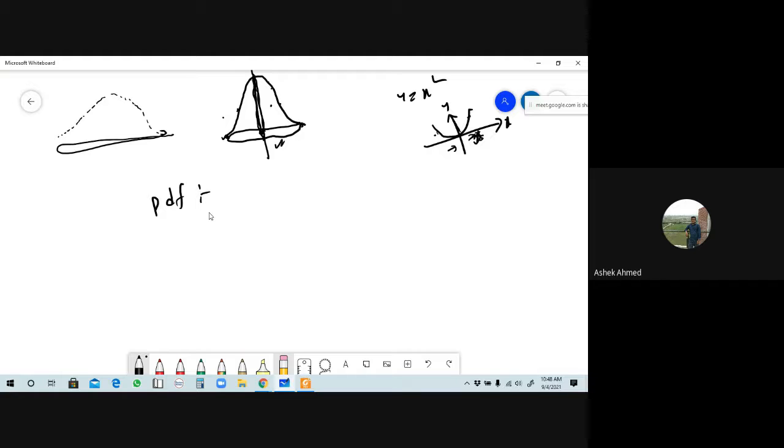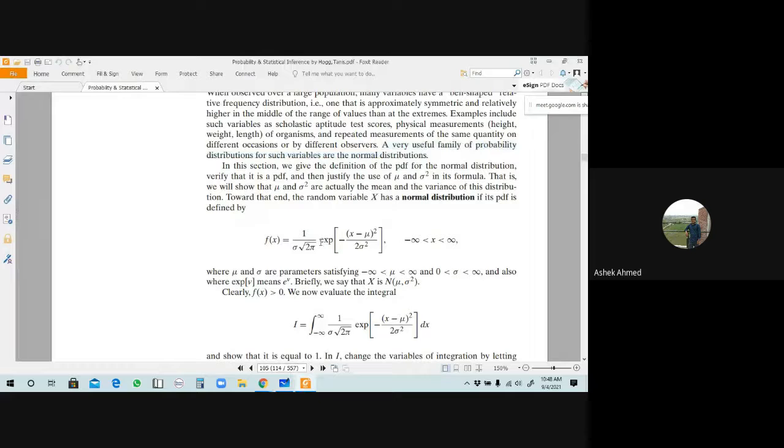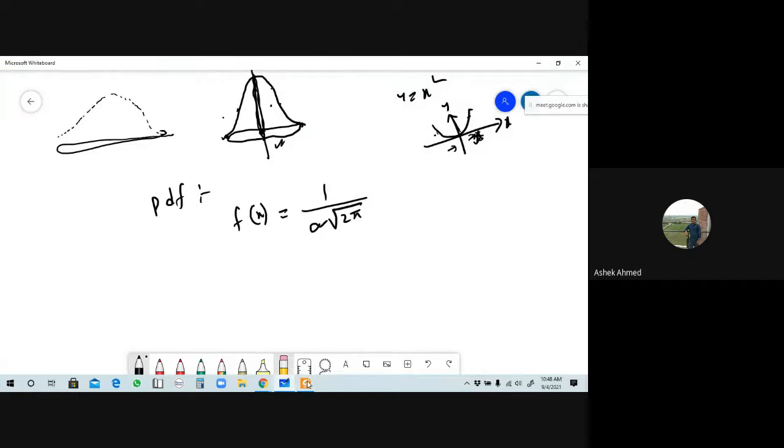Understand? So the function, the PDF of normal distribution, this is f of x equals 1 by sigma root over 2 pi. What do you mean by exp? Can you say? I think everybody you can know. Exp. What do you mean by exp? Tell me. Exponential. Exponential. Okay. So this is e to the power minus (x minus mu) whole square divided by 2 sigma square. Understand?